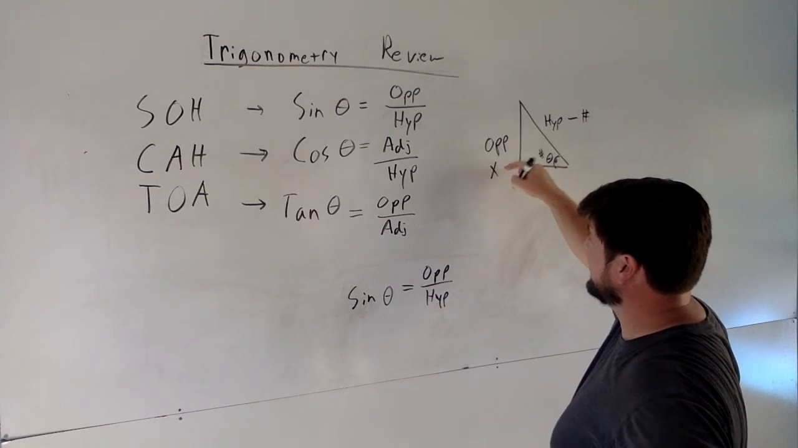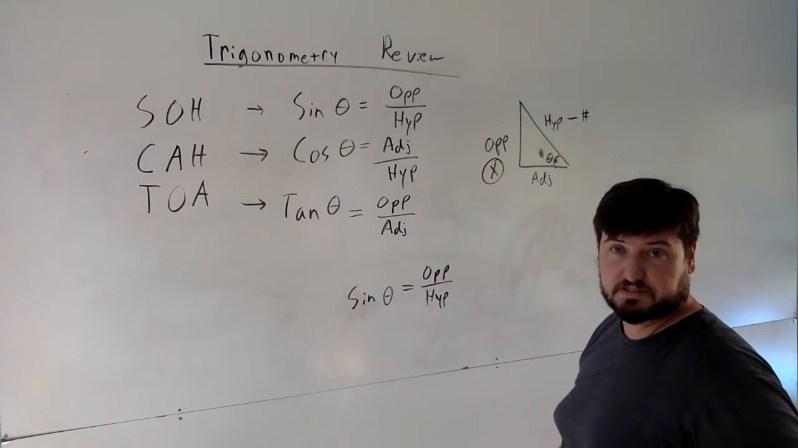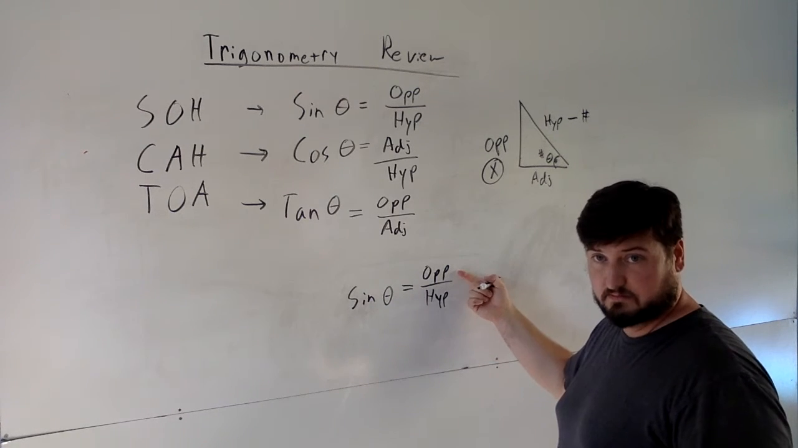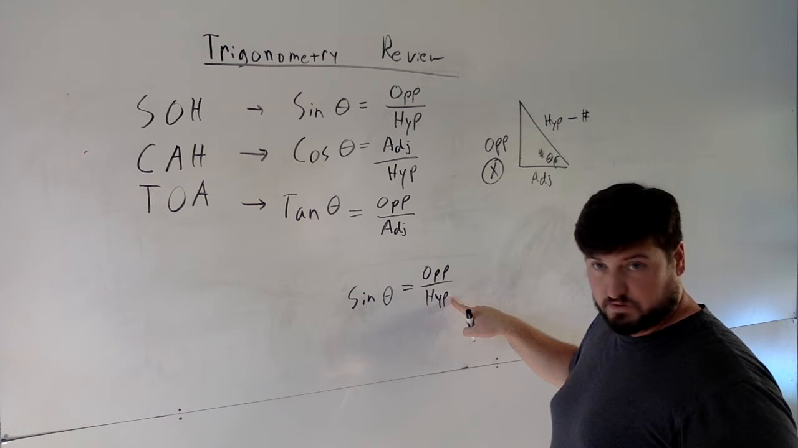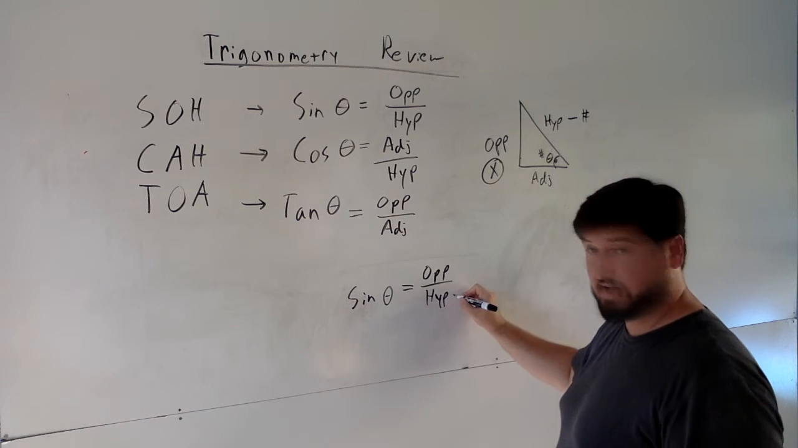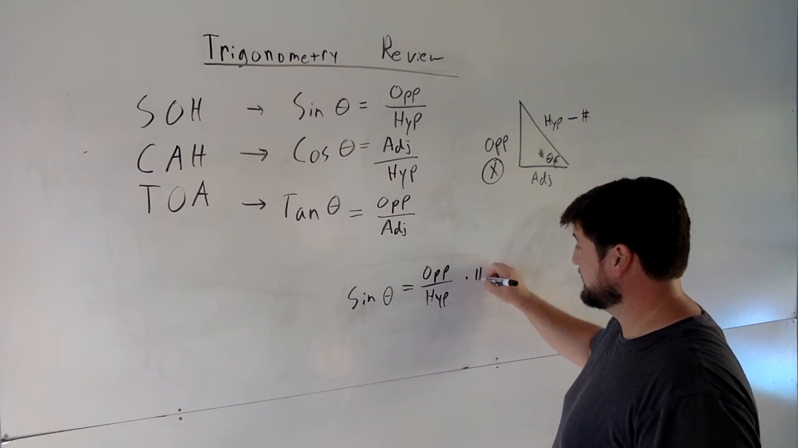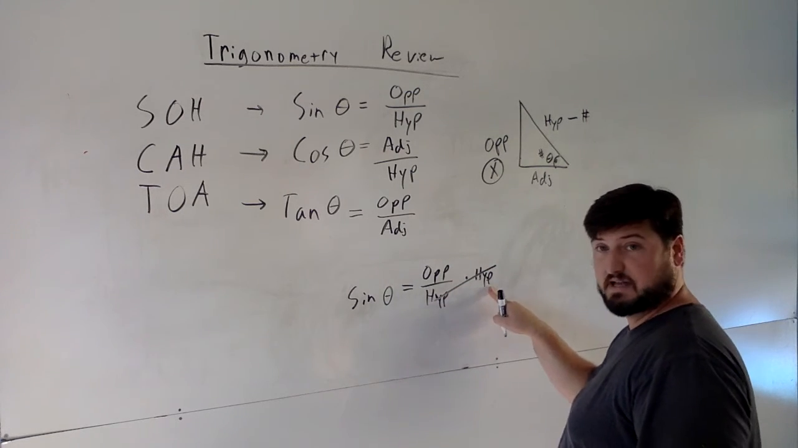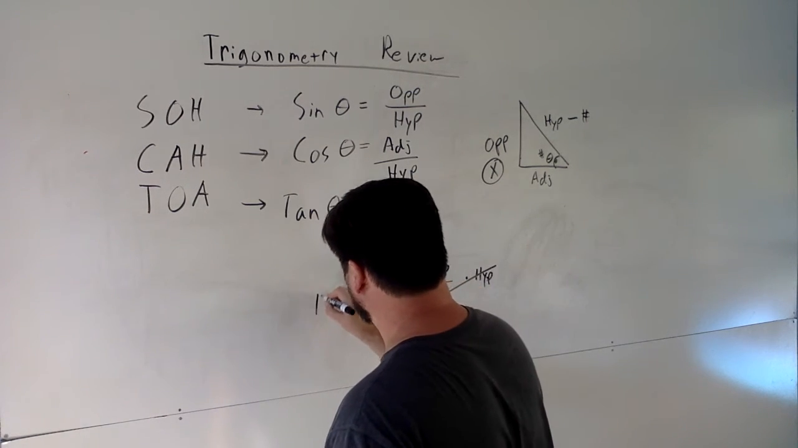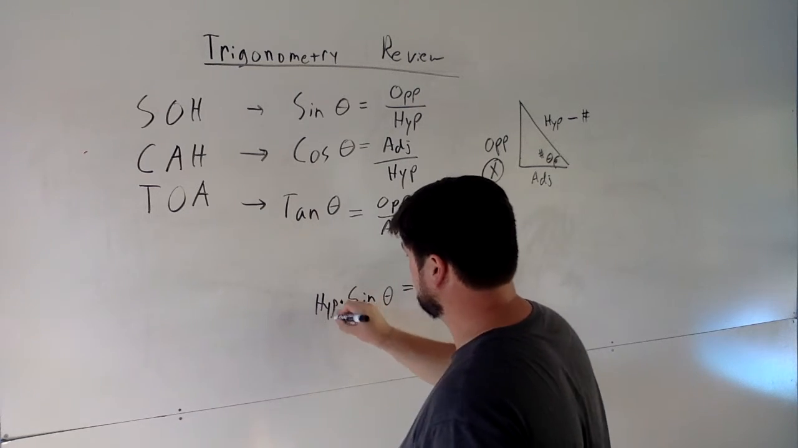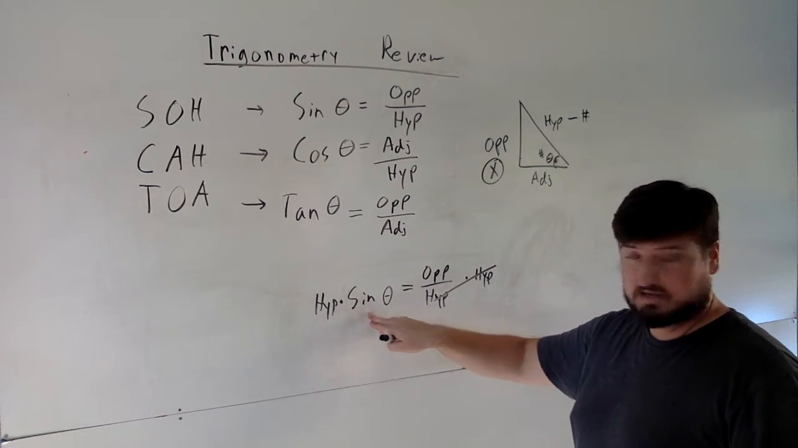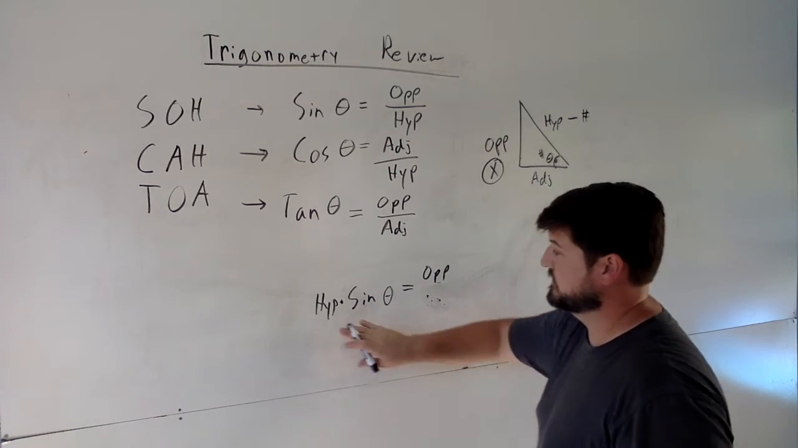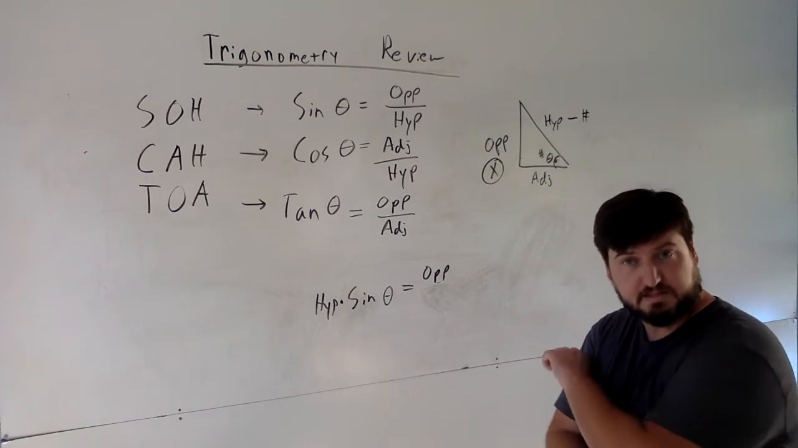So this is my x right here. This is my unknown, my opposite side. So how do we solve for this x or this opposite? We have to do what we would do for any equation. It's on the bottom, so you have to do the opposite operation to get rid of it. Multiply by hypotenuse, it cancels out. What you do to one side, you have to do to the other. Hypotenuse times sine theta will all of a sudden get you your opposite side. And that's it, okay?